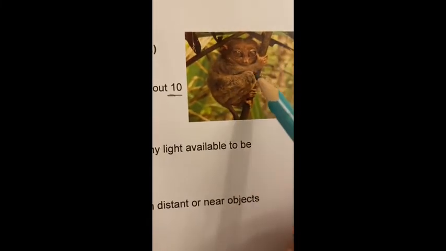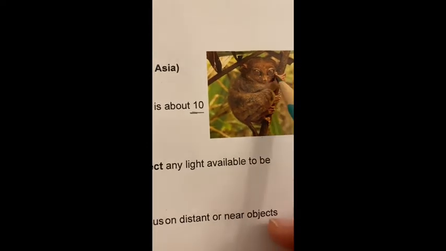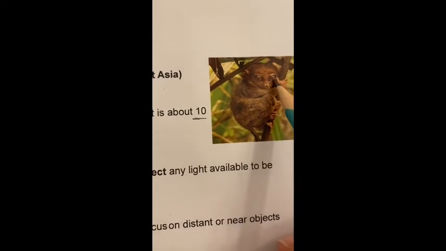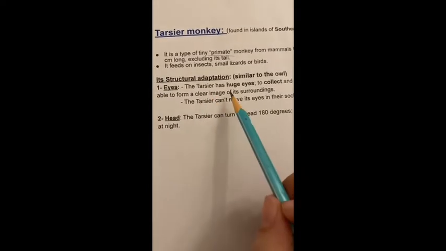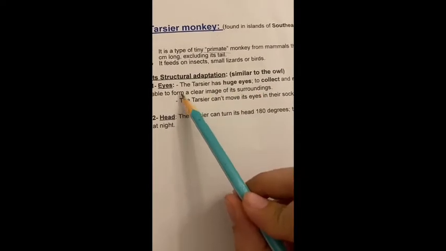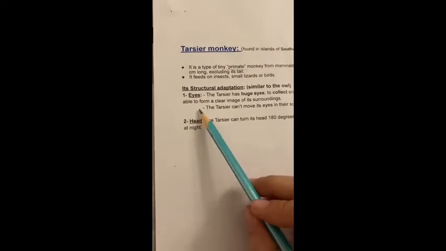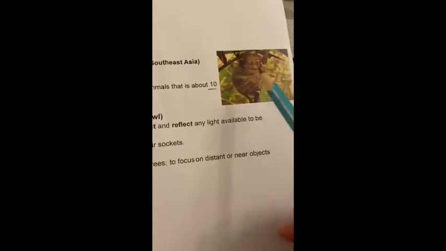Can you observe the tarsier monkey? It's one of the nocturnal animals, with night vision. It has what? Like owls. Excellent. It has huge eyes. These huge eyes collect and reflect any light available to be able to form a clear image of its surroundings.